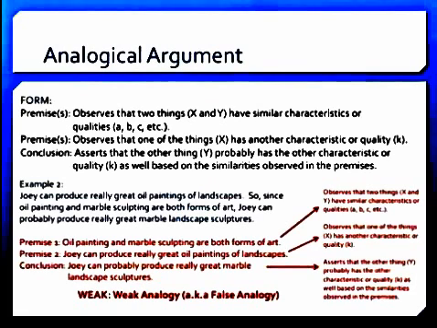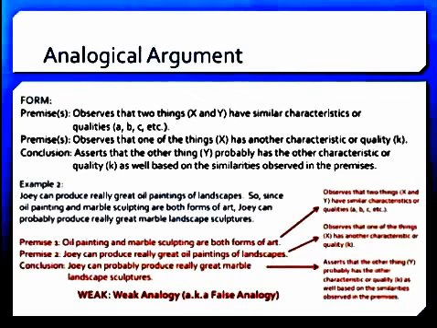And then you have the second premise, Joey can produce really great oil paintings of landscapes, which makes the observation that one of the things, X, has another characteristic or quality K. Here in this case, you have the observation that oil painting has the quality or characteristic of Joey being able to produce really great ones. Then finally, in the conclusion, you have the assertion that the other thing, Y, probably has the other characteristic or quality K as well, based on the similarities observed in the premises. So the conclusion states that Joey can probably produce really great marble landscape sculptures.